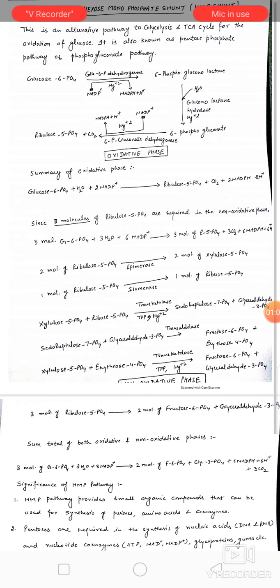In the next step, 6-phosphogluconate is converted to ribulose 5-phosphate in the presence of the enzyme 6-phosphogluconate dehydrogenase, and again in this step one NADP positive is converted into NADPH plus H positive. Now the summary of this reaction is: glucose 6-phosphate plus water plus 2 NADP positive combine to form ribulose 5-phosphate, carbon dioxide, 2 NADPH plus 2 H positive.